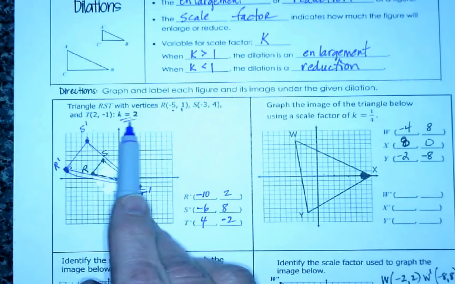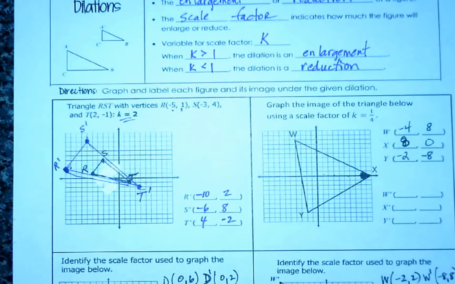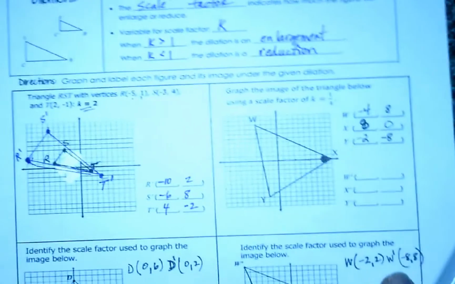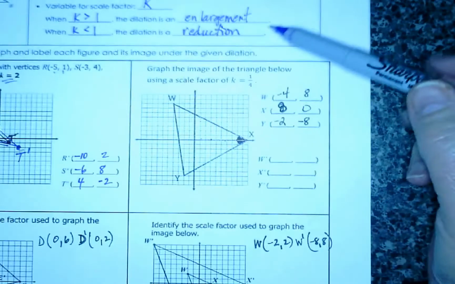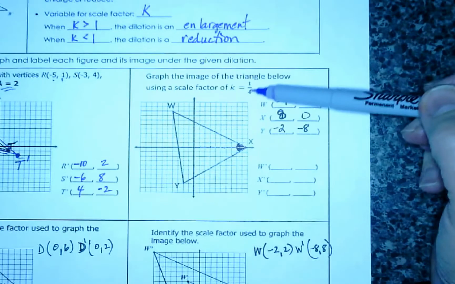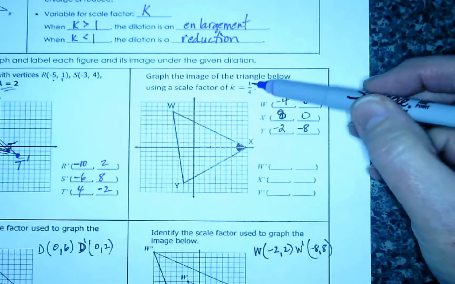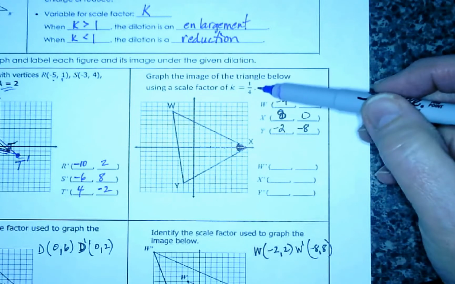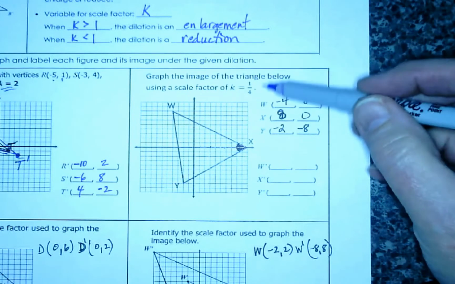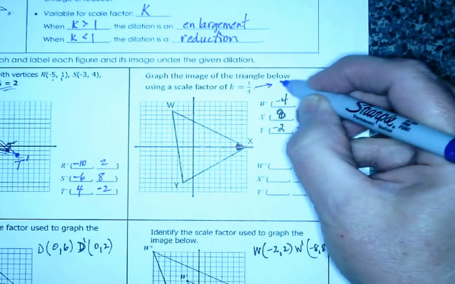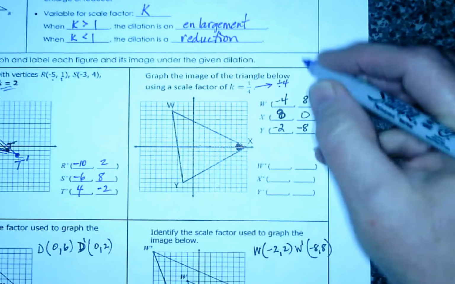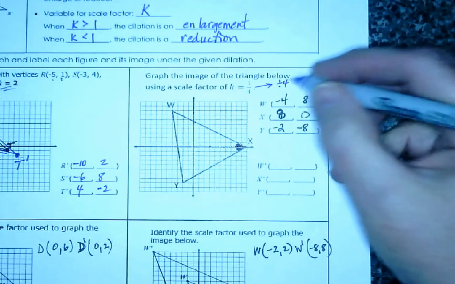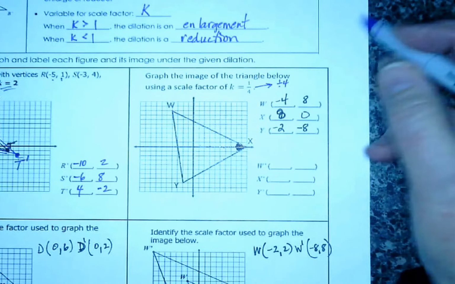Basically, when I take K equals 2, I'm doubling it, right? I'm getting twice as big. Okay, when K is less than 1, we're going to reduce it. When I reduce something by 1/4 or 1/2 or 1/3, that is the same thing as dividing by 4. Okay, or you can take each one of these times 1/4.